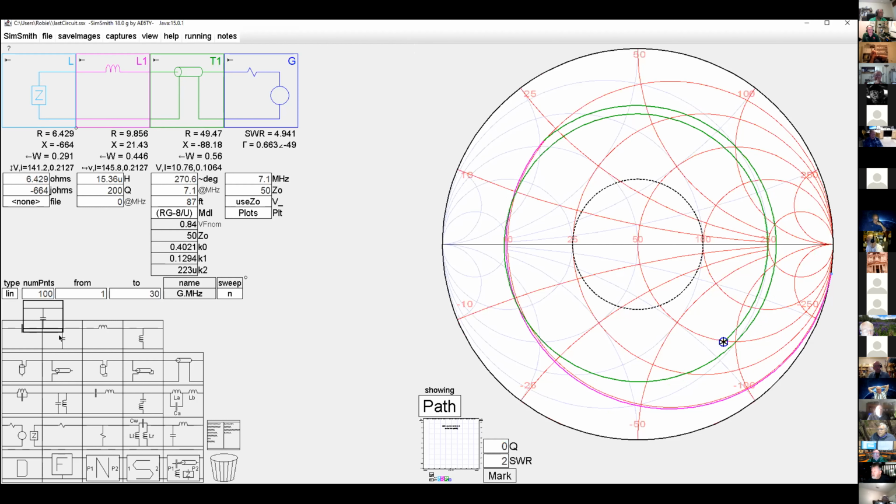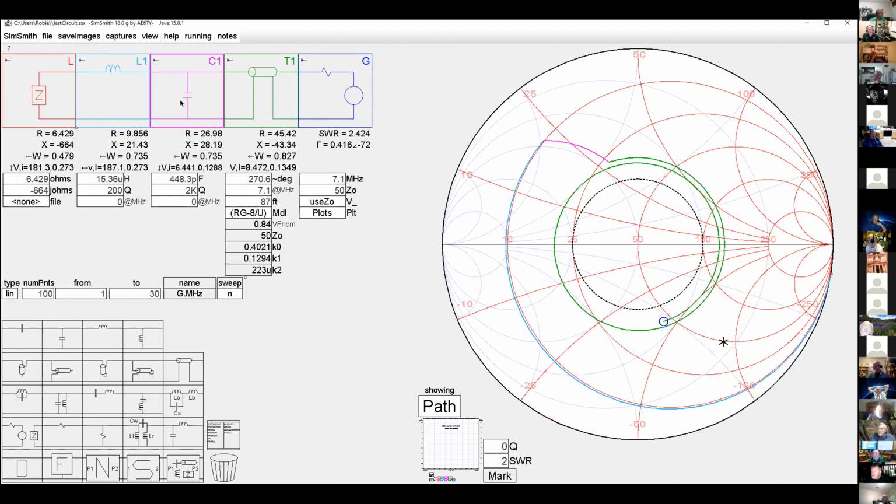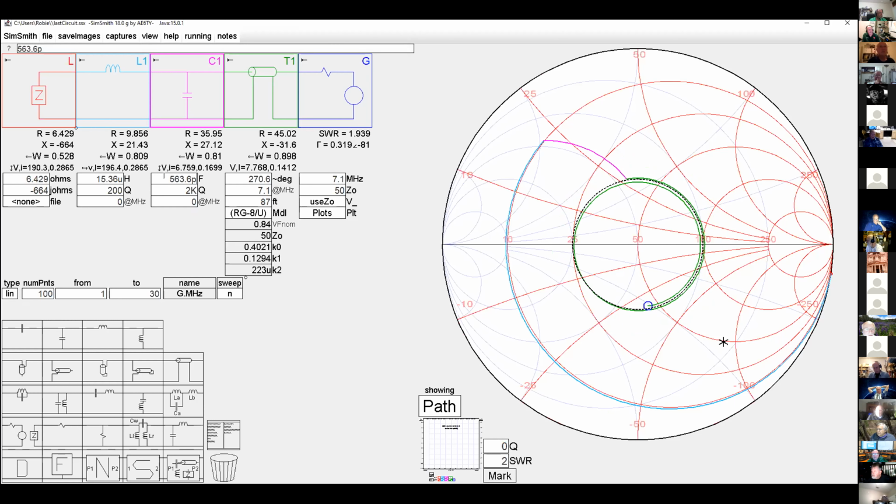So I put this capacitor in and I add about 870 picofarads. And see, now I've got it. Here's my SWR circle of 2. I'm well within 2 and I'm getting close to 50. So I need to manipulate this number a little bit. Looks like I'm going to have a hard time manipulating that number to do better.